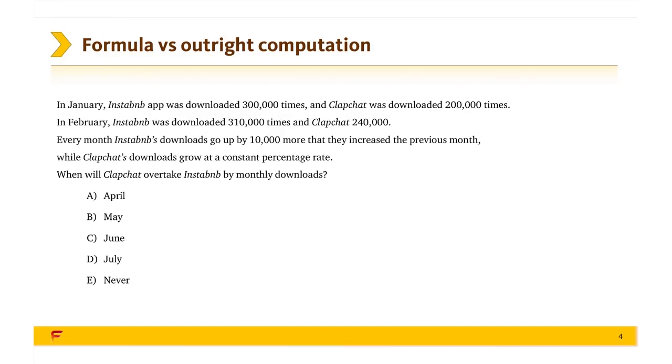So let's keep track of the number of downloads for each application from January to February and beyond. So we're going to write January, we're going to write February, March, and you'll notice that even April will be enough. Let's write Insta and Clap. So in January, Insta had 300k downloads and ClapChat 200k. February, ClapChat 240 and Insta 310.